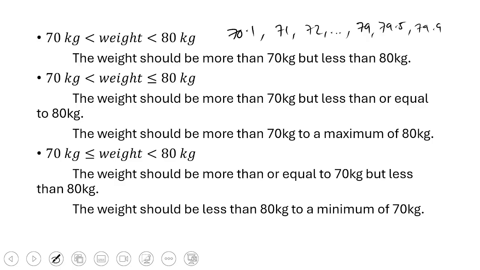So the second one here, we have 70 kilograms less than the weight, and the weight should be less than or equal to 80 kilograms. So we will accept 80 but not 70 and everything in between. So we can say the weight should be more than 70 kilograms to a maximum of 80 kilograms. On the other hand, this third example that we have: the weight should be more than or equal to 70 kilograms but less than 80. So on this one, you would accept 70, you would not accept 80 anymore.